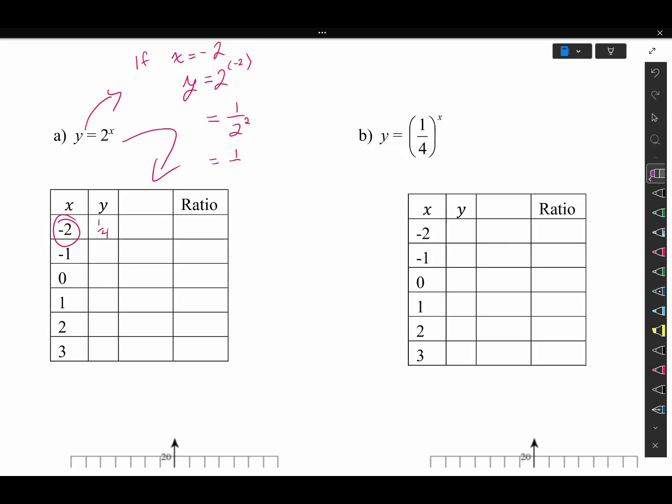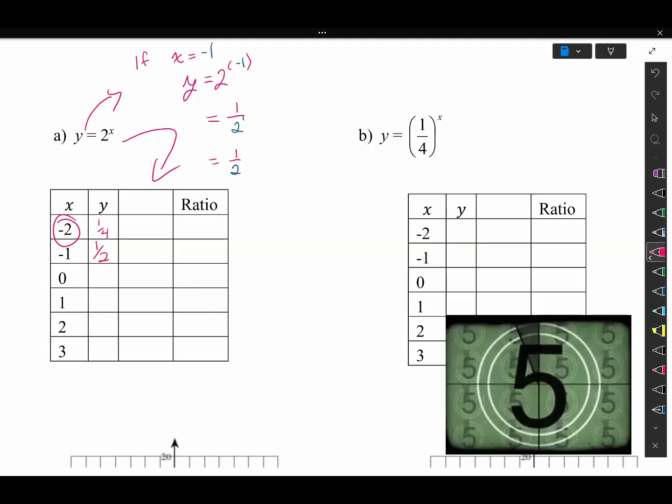Then instead of using a -2 up here, we're going to work with our next x value. That's -1. With -1, we have 2 to the exponent 1 in the denominator. That is 1 over 2. So we're working with a y value of 1 over 2. All right, I want you to keep right on going forward. Pause the video, unpause, see how you did.